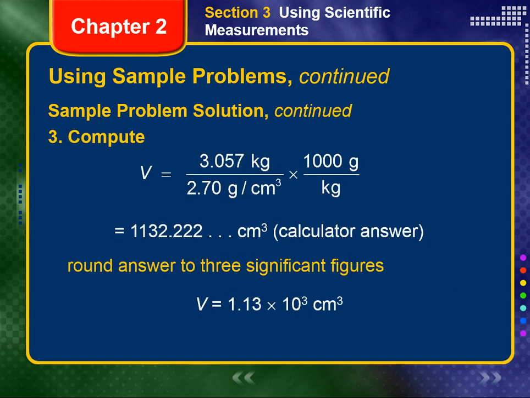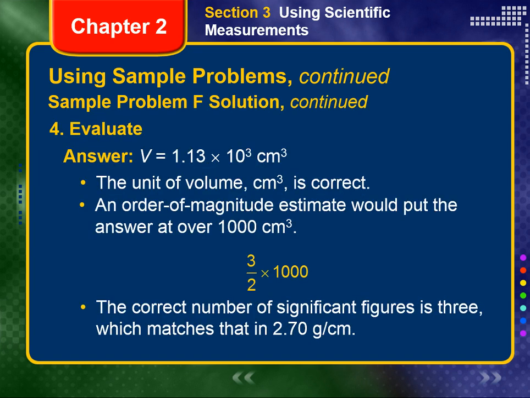Compute. The answer should be rounded to 3 significant figures. Evaluate. The unit for volume, cubic centimeters, is correct. An order of magnitude estimate would put the answer at over 1,000 cubic centimeters, because 3 divided by 2 multiplied by 1,000. The correct number of significant figures is 3, to match the number of significant figures in 2.70 grams per cubic centimeter.